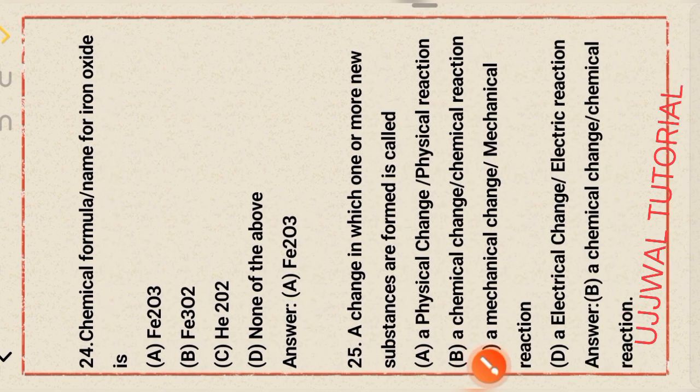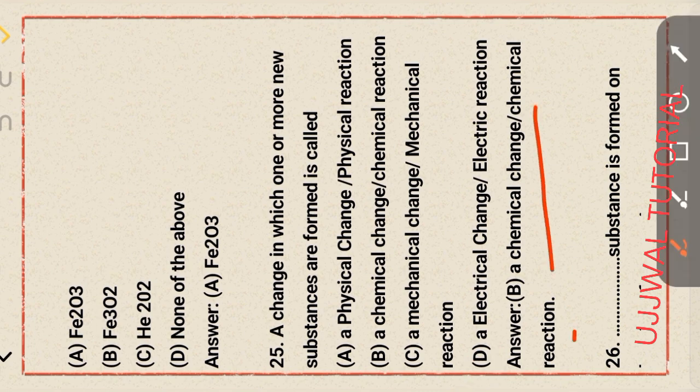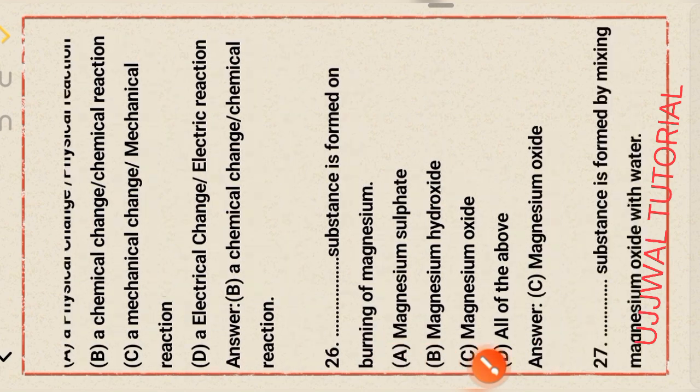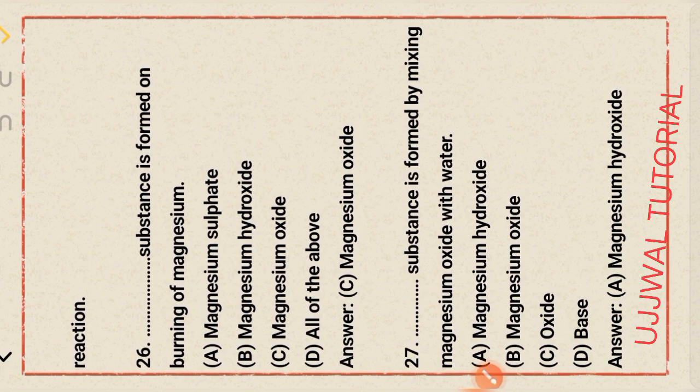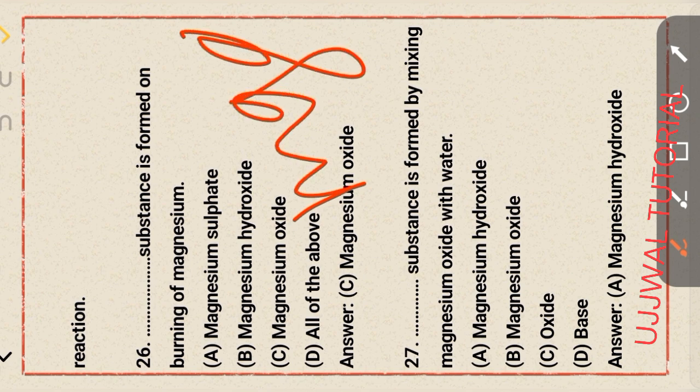Next question. A change in which one or more new substances are formed is called a chemical change or chemical reaction. Next question, question number 26. The substance formed on burning of magnesium, that is magnesium oxide. Substance formed on burning of magnesium, that is MgO. Formula of magnesium oxide, MgO.